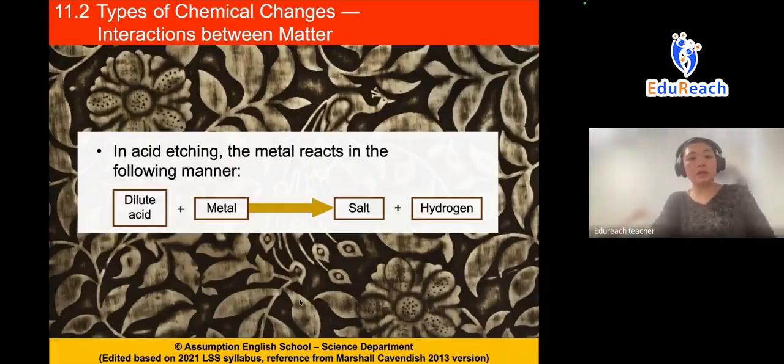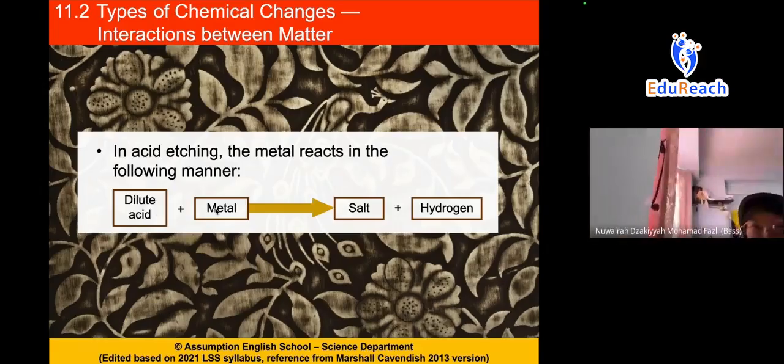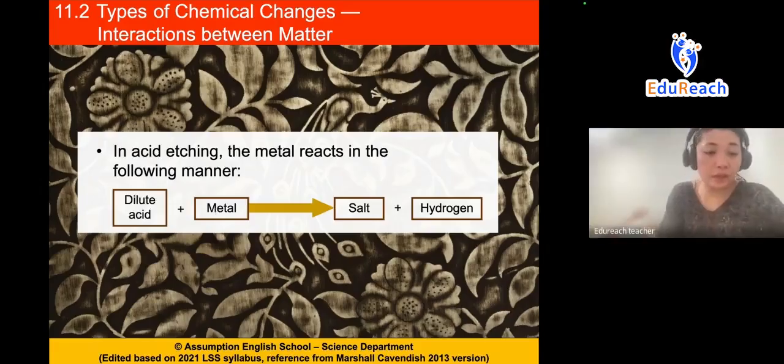Okay, so Zakia, can you read this chemical equation out loud? Dilute acid plus metal will get us salt and hydrogen. Yes, dilute acid and metal will get us salt and hydrogen gas.